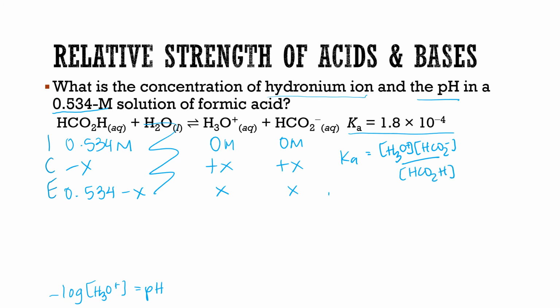So now I'm going to plug in 1.8 times 10 to the negative 4, which is the Ka value that I was given, equals X times X over, here's where I kind of jumped the gun last slide. Here is where, because K is small, I can ignore the change, I can ignore minus X, and so this is just over 0.534. So then when I multiply 0.534 times 1.8 times 10 to the negative 4, I get, oh, I have that part written down, sorry.